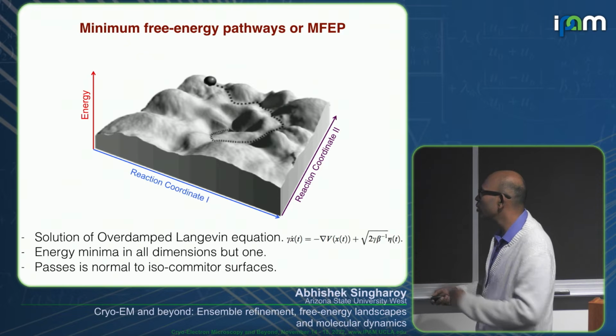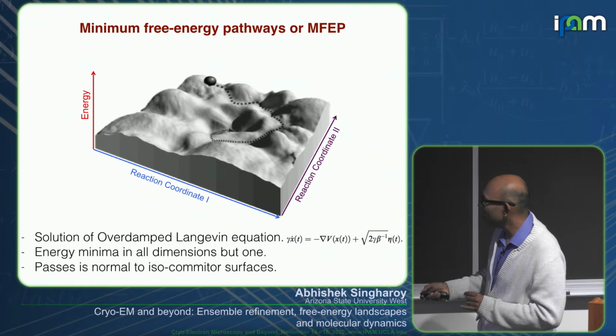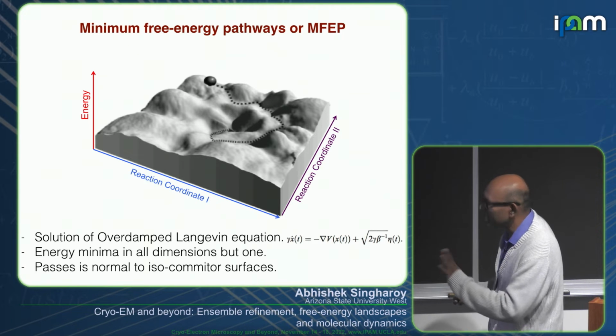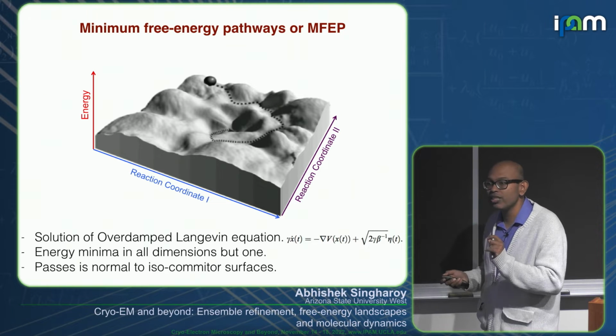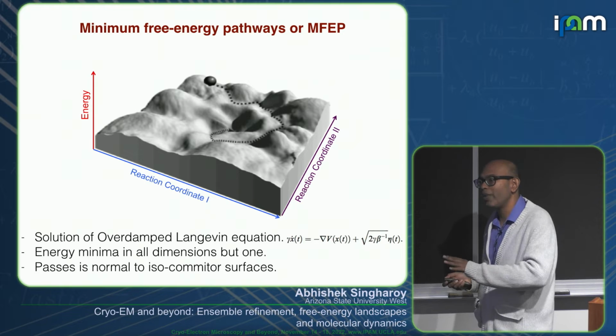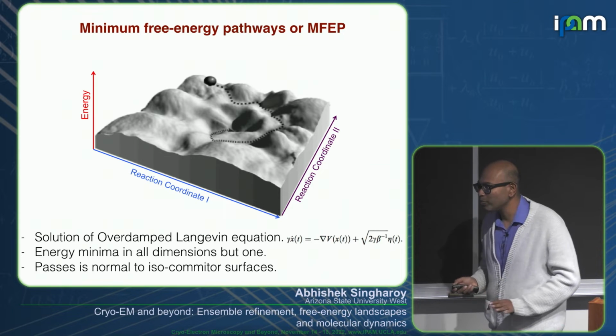And finally, there's something a little bit more technical. It'll pass through something called an isocommittor surface. Let me not get into that. These are very, very important definitions. If you don't have these definitions, neither free energy nor the pathways mean anything.